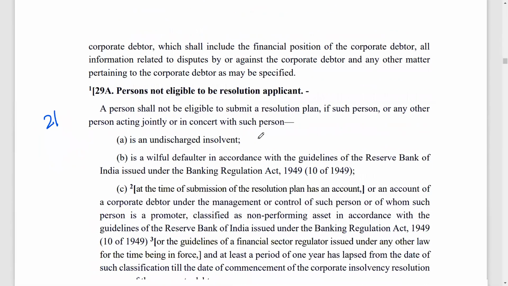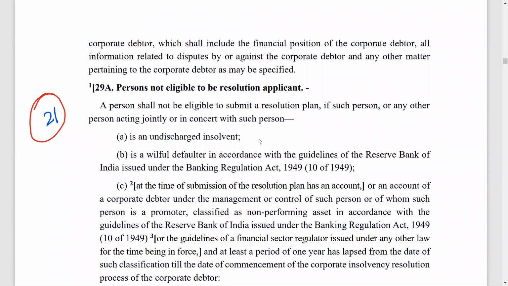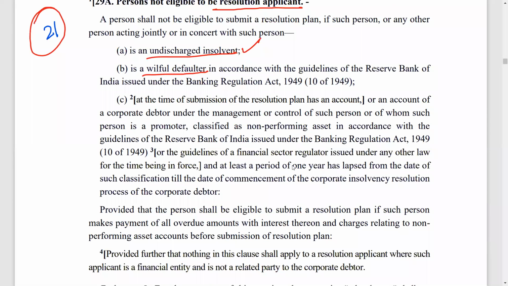Then we have this point that there are certain persons who are not eligible to submit the resolution plan. Those persons are an undischarged insolvent, and a willful defaulter cannot submit the resolution plan. Also, at the time of submission of the resolution plan, if the account of the corporate debtor was a non-performing asset, or the person who is the promoter is holding a non-performing asset, in that case such a person cannot submit the resolution plan.